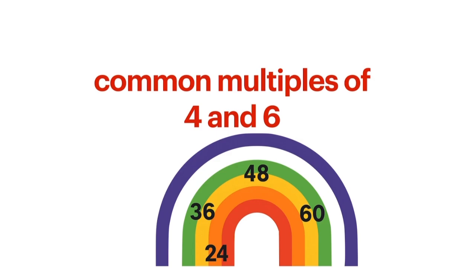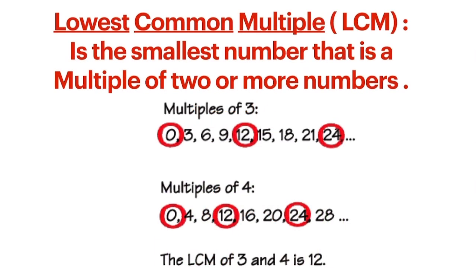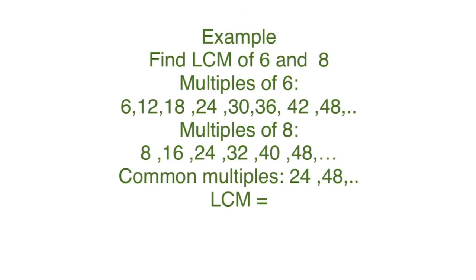Now that we know how to find common multiples, let's move on to the lowest common multiple, which is the smallest number they both share. The lowest common multiple is the smallest number that is a multiple of 2 or more numbers. Now let's look at the first example of LCM. Find LCM of 6 and 8.